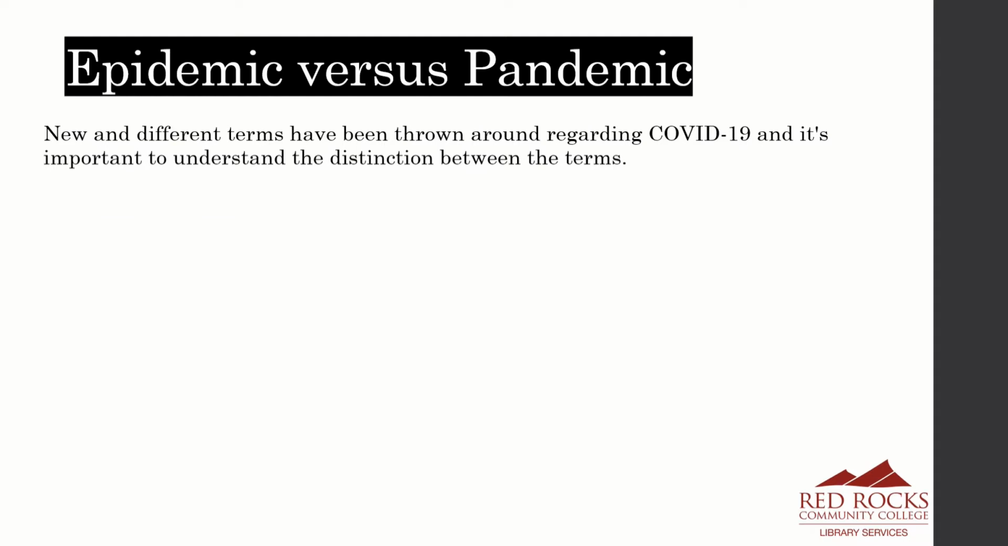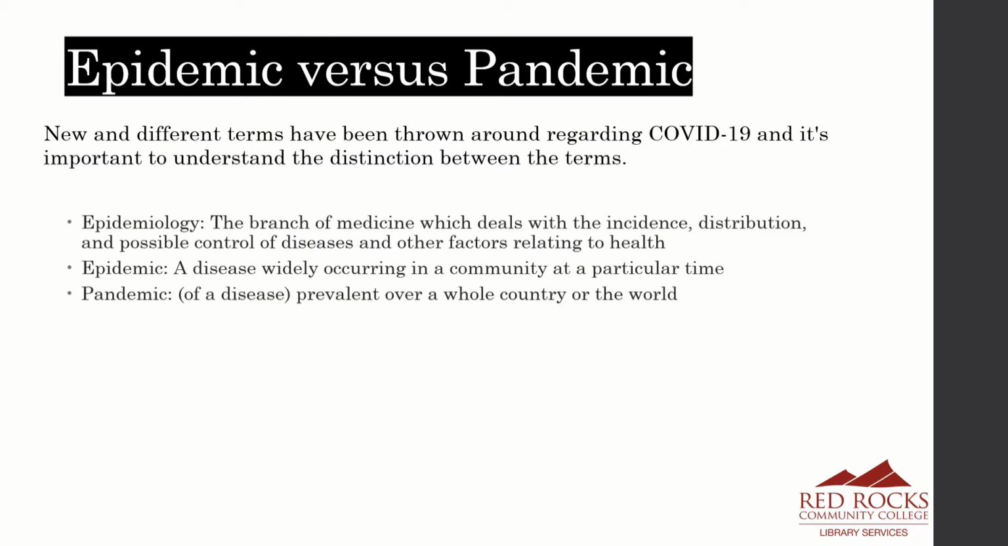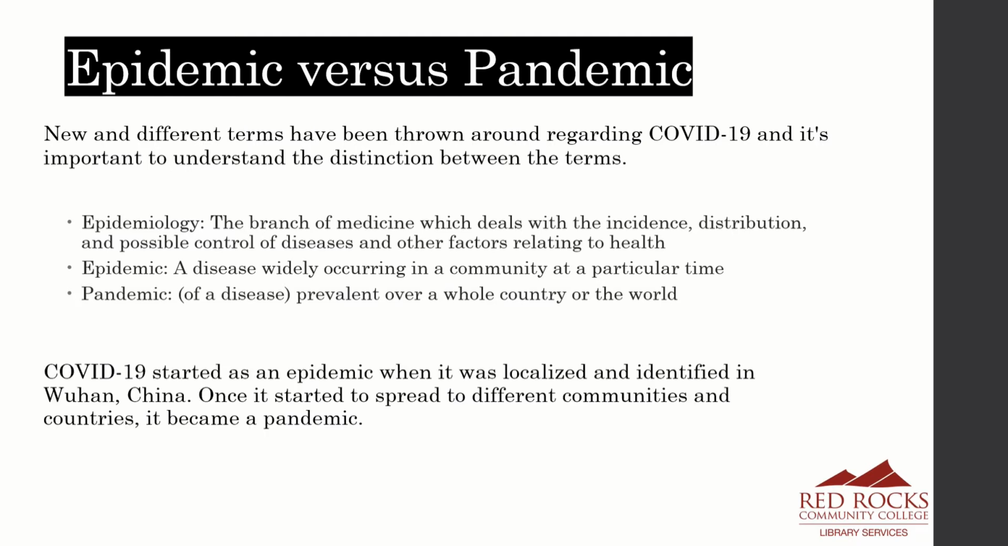In the news, you may also be hearing terms thrown around such as epidemic and pandemic. These are two different terms, so let's talk about them. First of all, epidemiology is the branch of medicine that deals with the incidence, distribution, and possible control of diseases and other factors relating to health. An epidemic is a disease widely occurring in a community at a particular time. A pandemic is different. A pandemic is a disease that's prevalent over an entire country or the world. So in relation to COVID-19, it started as an epidemic when it was localized and identified in Wuhan, China. Once it spread to different communities and countries, that's when it became a pandemic.